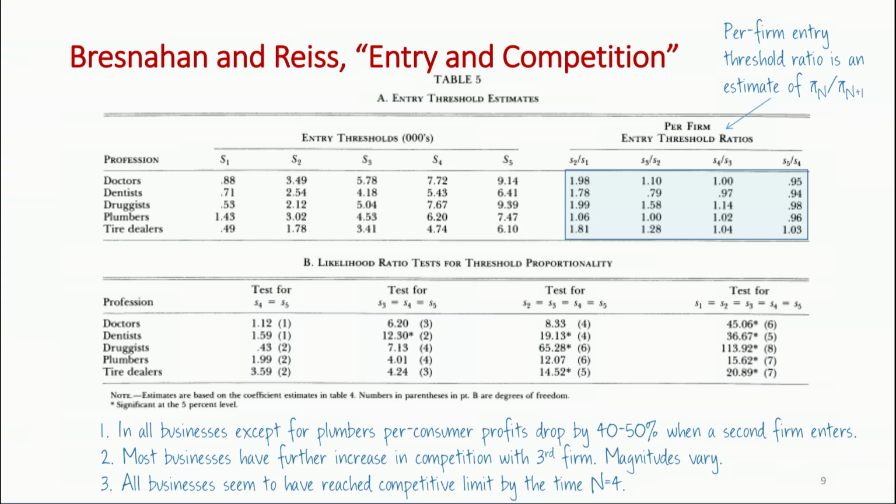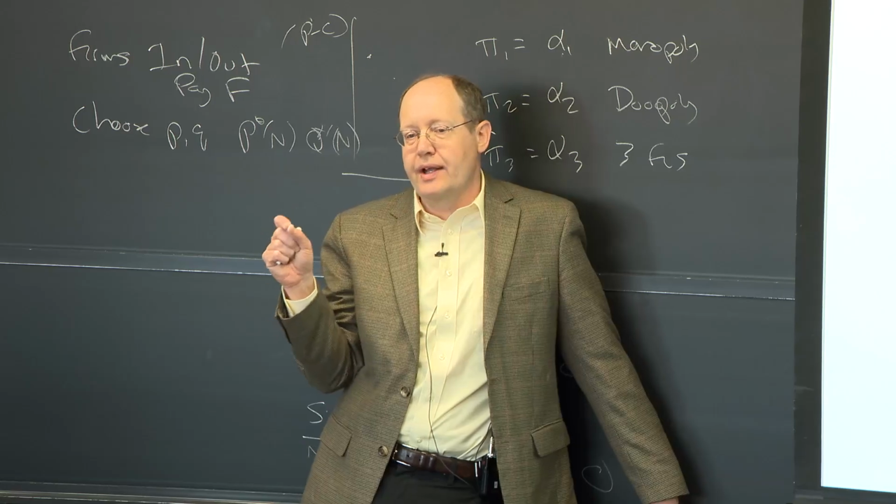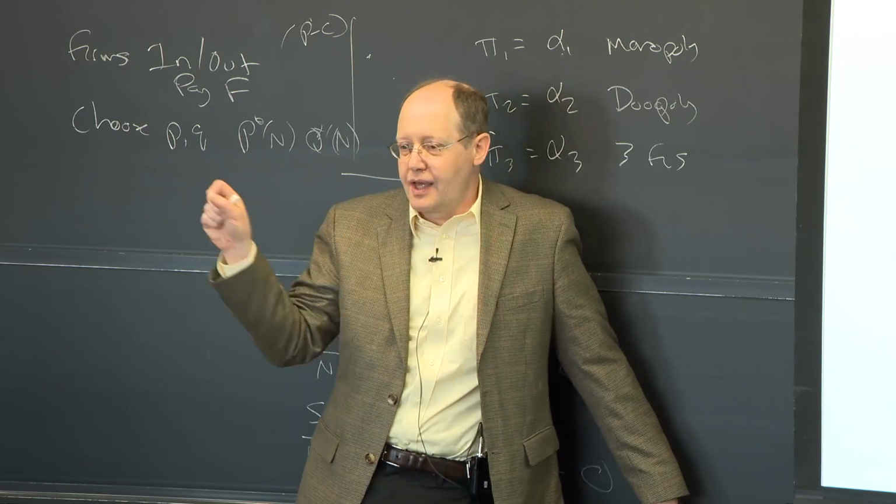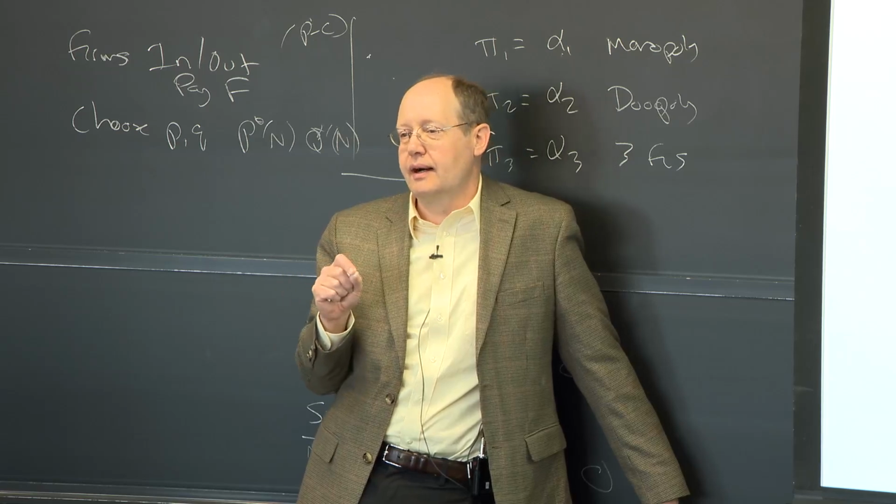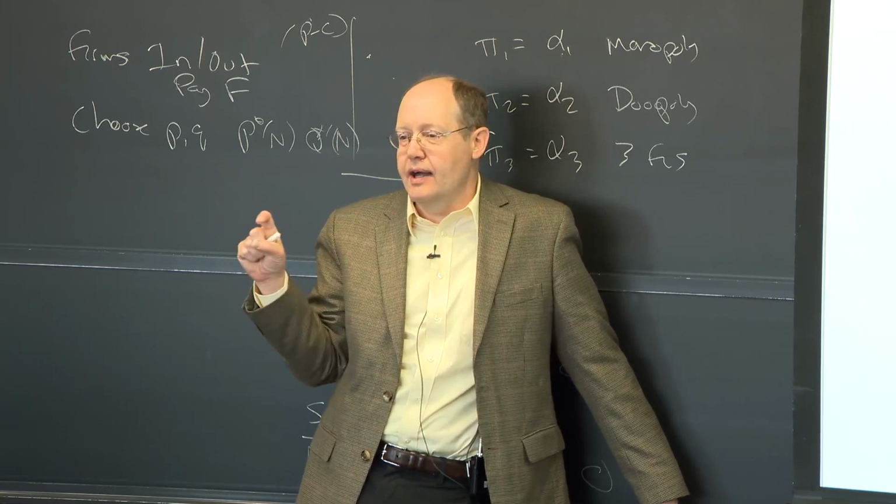By the time you're out here, though, the S5 over S4 numbers, it seems like whatever competition you're going to get is all done by the time you have 4 firms. 4 firms are getting you just as much competition as 5 firms is giving you. So the conclusion here of how the basics of competition seem to work is there's a big difference between monopoly and 2 firms. It seems like prices keep going down from 2 to 3, and then we asymptote pretty quickly to things not getting any more competitive.